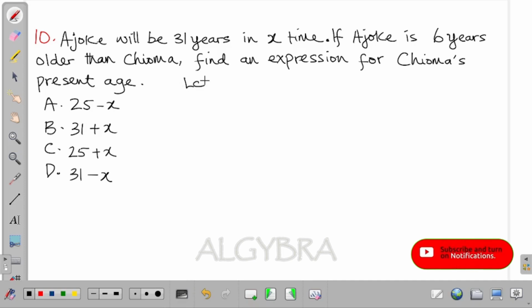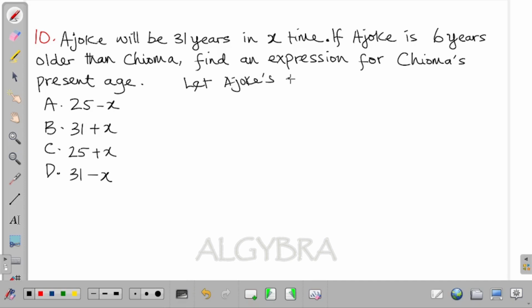Let Ajoke's age be represented by A. And let Chioma's age be C. If Ajoke will be 31 years in X time, that means Ajoke's present age is equal to 31 minus X, because in X time she will be 31. So we subtract that x from 31 to get Ajoke's present age.